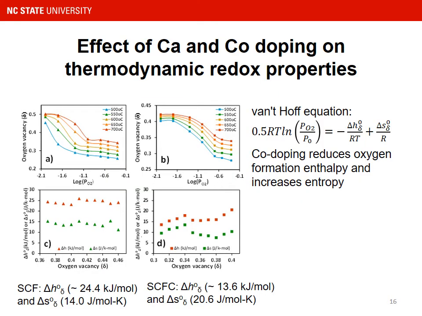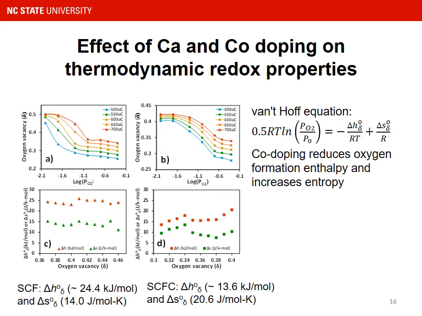Next, we studied the effect of calcium and cobalt doping on the thermodynamic properties of this co-doped sample, namely reduction enthalpy and reduction entropy, using this van 't Hoff equation. In our experiment, we determine the oxygen vacancy at different oxygen partial pressures and temperatures, so that we can obtain a set of oxygen partial pressure and temperature data under the same oxygen vacancy. And from there, we can calculate the reduction enthalpy and reduction entropy.